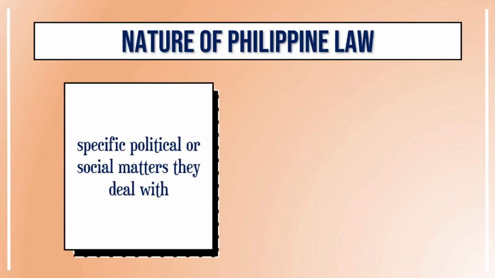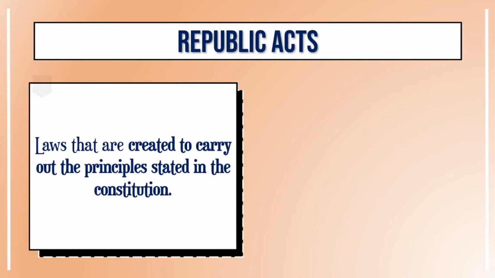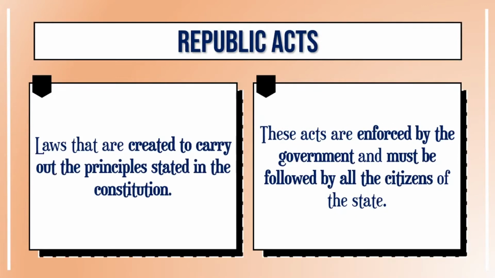Modern Philippine laws are defined according to the following. 1. Specific political or social matters they deal with. 2. Particular group or system under their scope. Republic Acts refers to the laws that are created to carry out the principles stated in the Constitution. These acts are enforced by the government and must be followed by all the citizens of the state.